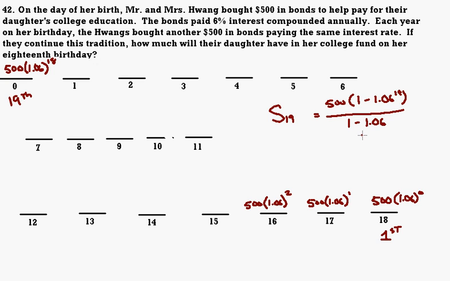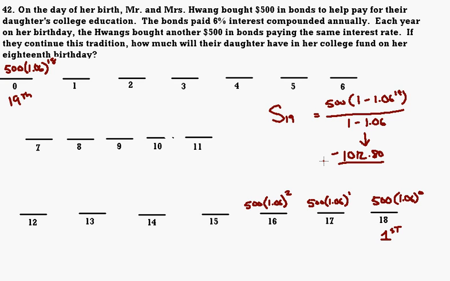So doing all the calculations, let's see here. If I go 1.06 to the 19th power, subtract that from 1, and times that by 500, I get negative 1,012 and 80 cents.